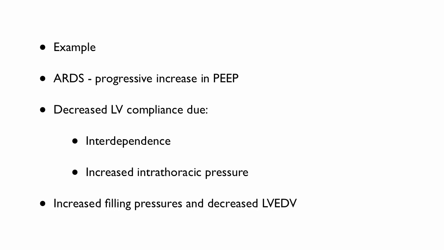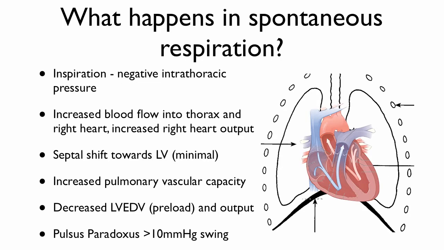And also the increased intrathoracic pressure from the high ventilating pressures is going to be decreasing the compliance of the left ventricle by compressing it from the outside. So in this situation, you're going to have increased filling pressures if you measured them, but a decreased left ventricular end diastolic volume because of that poor compliance. So it's just a couple of examples of why the measures of pressure are really poor markers of preload.